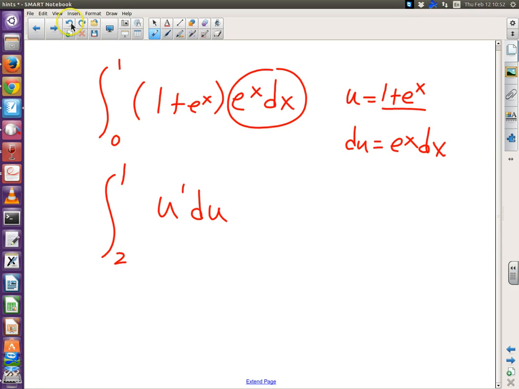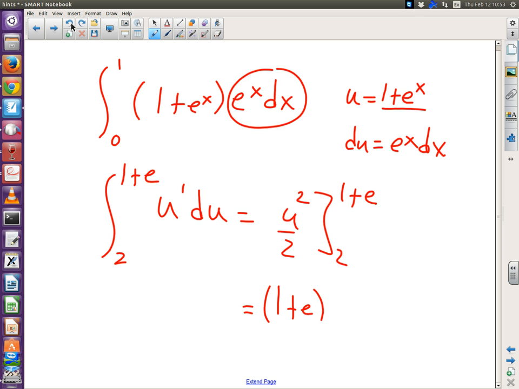Alrighty. And so we get u squared over 2 evaluated from 2 to 1 plus e. So it's 1 plus e squared over 2 minus 2 squared, which is 4 over 2, is 2. Unless you want a decimal equivalent or FOIL it out or something, there you go. Alrighty, so let's check that one out.